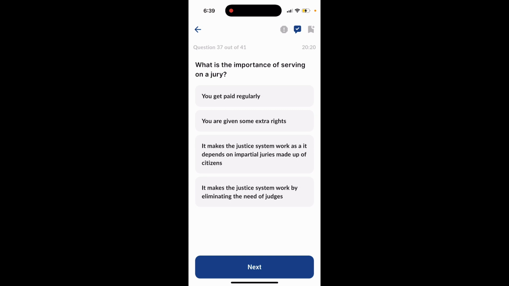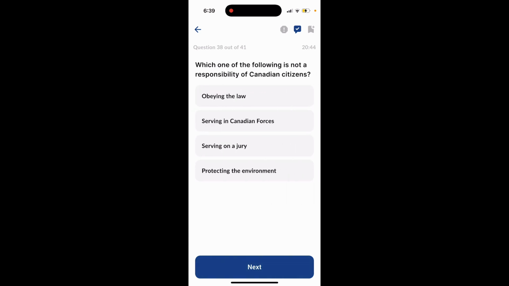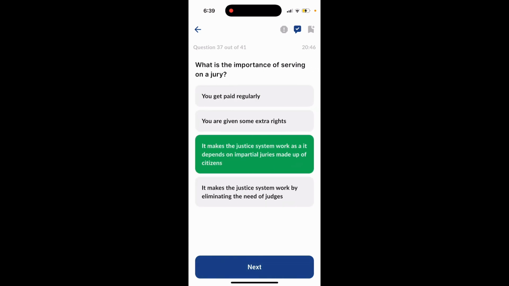What is the importance of serving on a jury? You get paid regularly, you are given some extra rights. It makes the justice system work as it depends on impartial juries made up of citizens. Option number 4, it makes the justice system work by eliminating the need of judges. The answer is option number 3. It makes the justice system work as it depends on impartial juries made up of citizens.